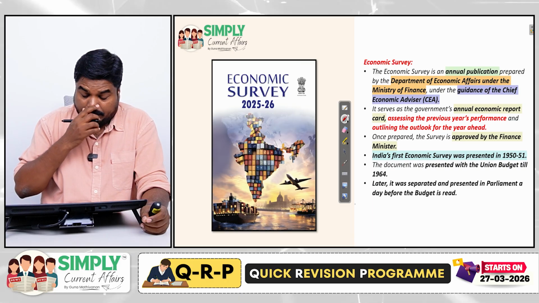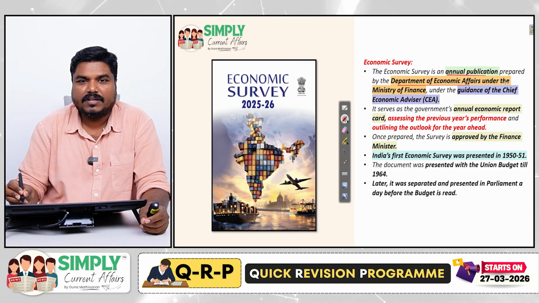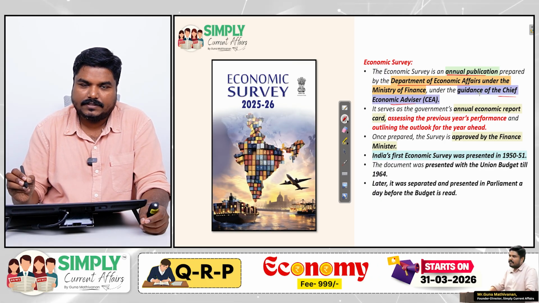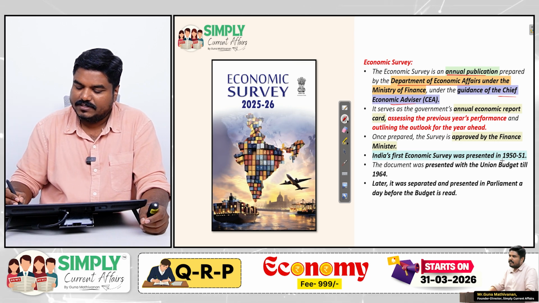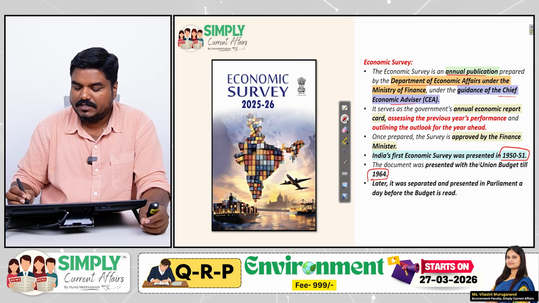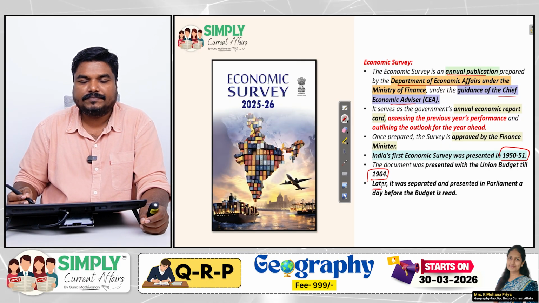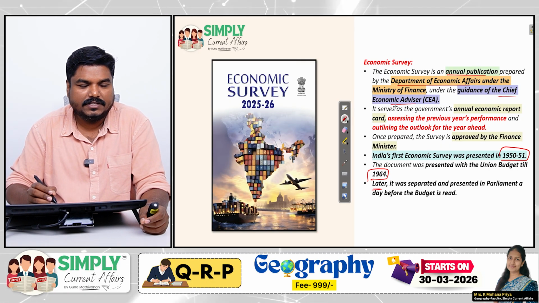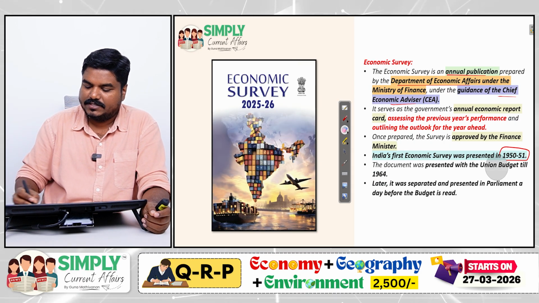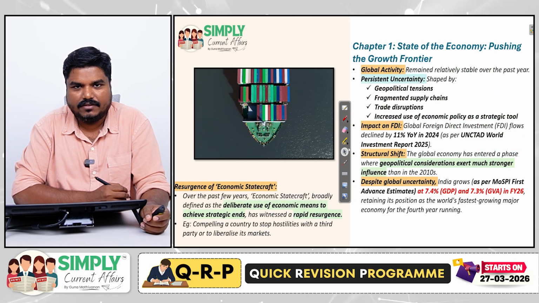Right. So the economic survey is an annual publication prepared by the Department of Economic Affairs under the guidance of the Chief Economic Advisor. This economic survey has been released since 1950-51. Till 1964, the economic survey was presented along with the union budget, but later it was separated. So the economic survey will be presented a day before the presentation of the budget. As I said, there are 16 chapters in the economic survey. We are going to discuss the first two chapters in today's session.